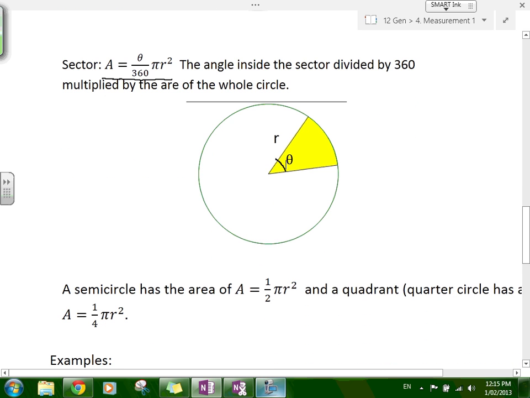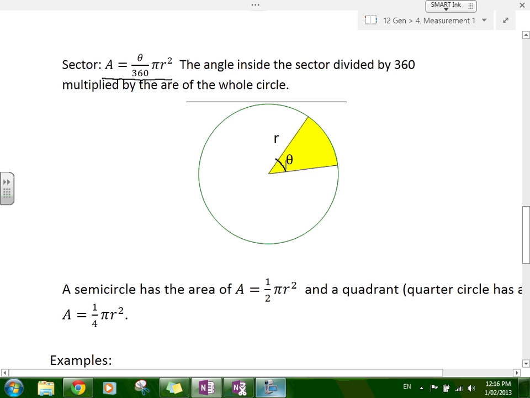Now, some examples of special cases of this formula include semicircles and quadrants, which are quarter circles. For a semicircle, theta is 180 degrees. Obviously, by definition, a semicircle is half a circle. So the area of a semicircle is just half pi r squared. And a quadrant, a quarter circle, has an area of a quarter, 1 over 4 pi r squared.